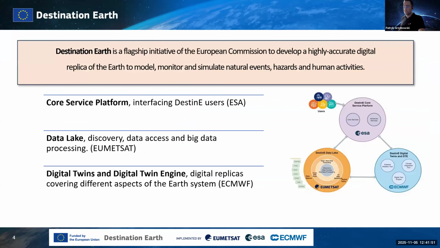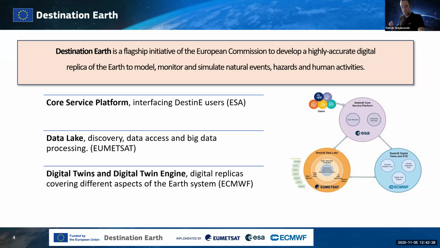Okay, so let's start with the first point, what Destination Earth is. It's a flagship initiative of the European Commission, which aims to develop a highly accurate digital replica of the Earth. In fact, many replicas, because it's not only about creating one kind of data sets, it's about creating a lot of them. For now, we have 2 digital twins, Extreme DT and Climate DT. And they are the part of something which is called digital twins and digital twin engine.